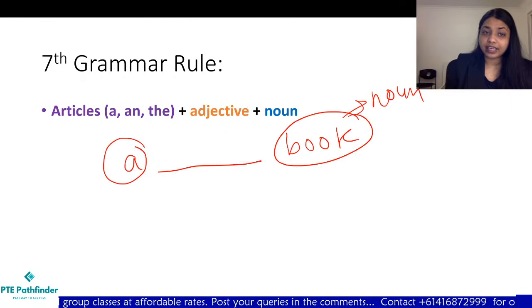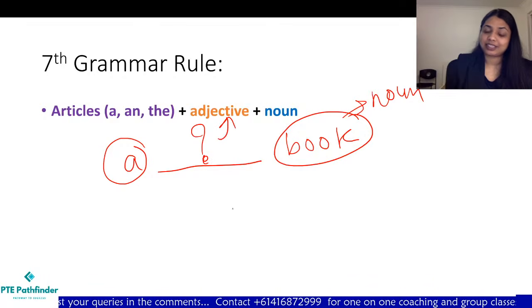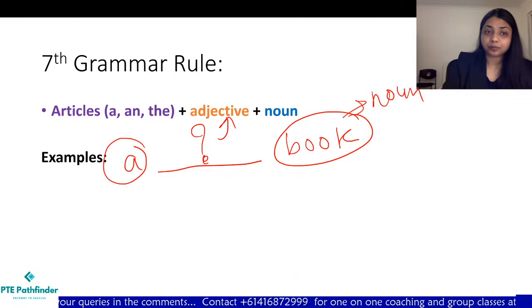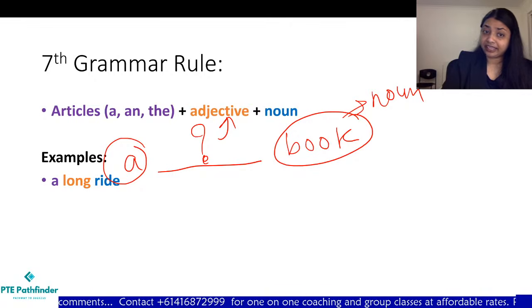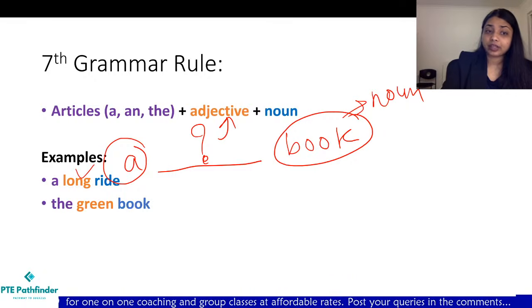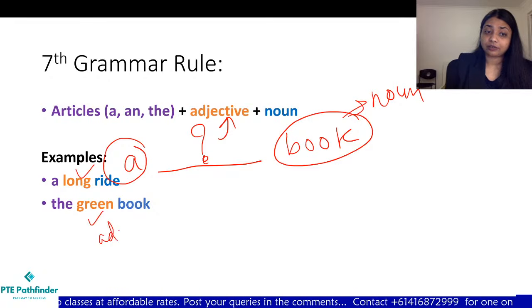And then you have the article here. So what is missing here? It's an adjective that is missing in here. So sometimes when the sentence has the noun present in it and a blank is present between an article and a noun, then we are looking for an adjective to fill that particular blank. So if you look at the examples in here, we have a long ride. So the word long is an adjective. The green book. So green again is an adjective.